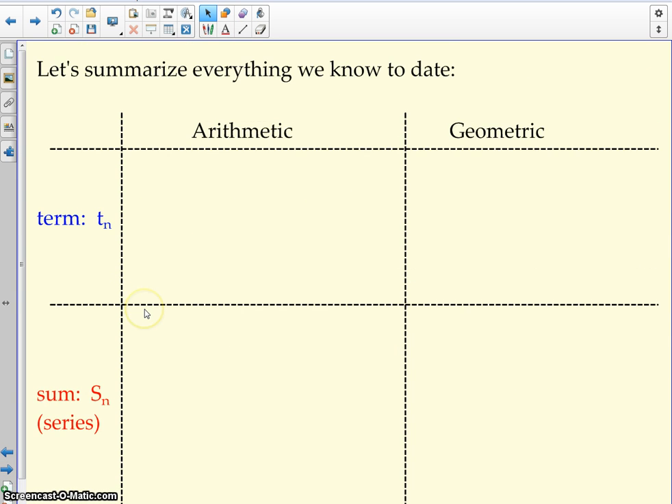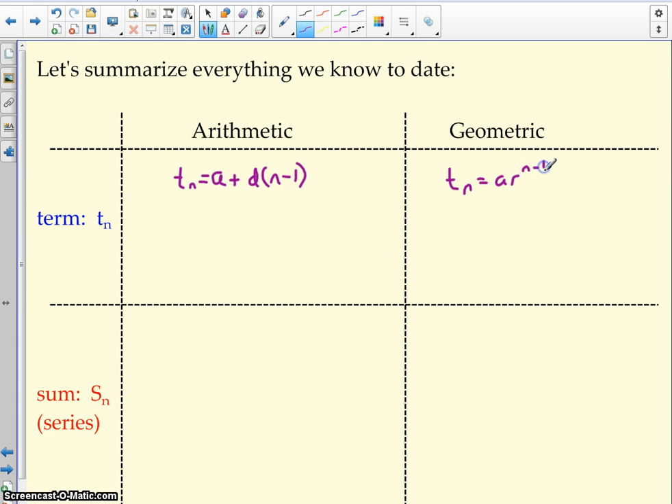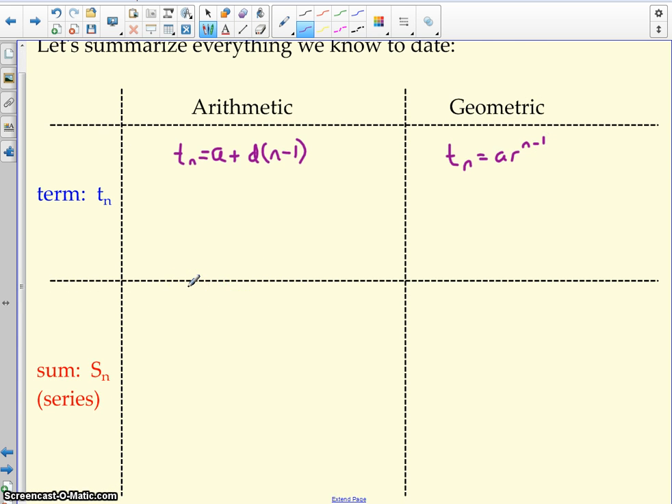But before we can do that, let's just summarize everything we know now about arithmetic and geometric sequences and series. So mainly in terms of trying to find the general term, we know from arithmetic sequences that Tn is going to be a plus d times n minus 1. And then for geometric, the general term is generated by a times r to the n minus 1. If we're looking at summing the first n terms of that sequence, we're looking at arithmetic series and geometric series. So for the arithmetic, we saw two different formulas.